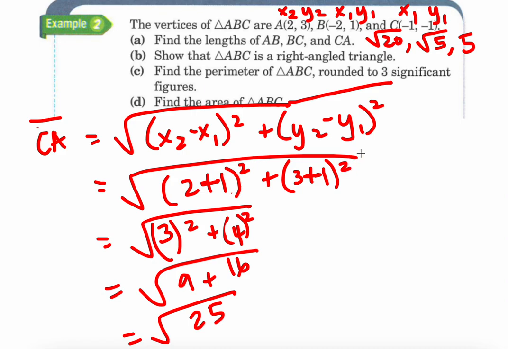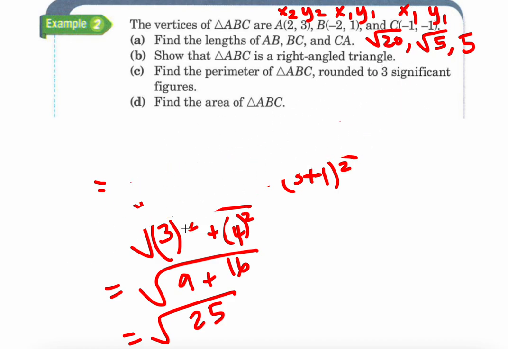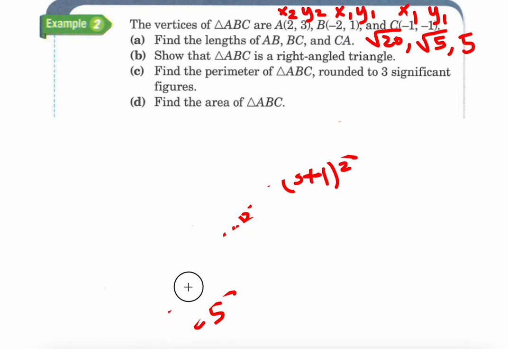Show that triangle ABC is a right-angled triangle. I don't know about you, but I already see that it is, because I have a square root of 20, a square root of 5, and then my last answer was square root of 25. So hello, that's going to be easy to show. But let me show you what I'm talking about.